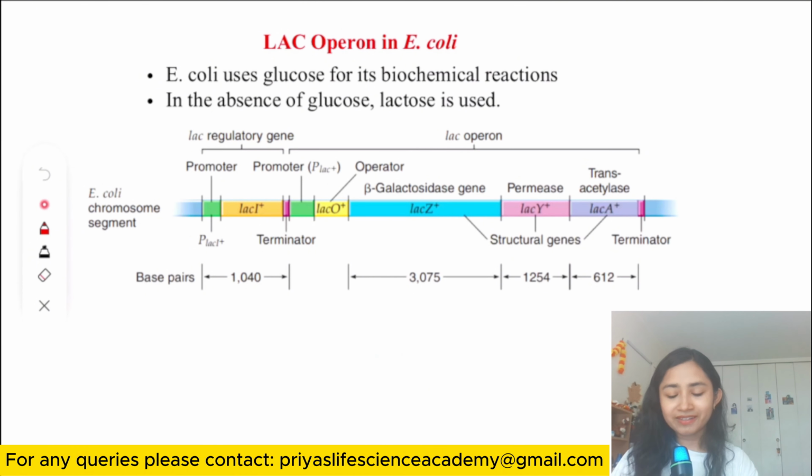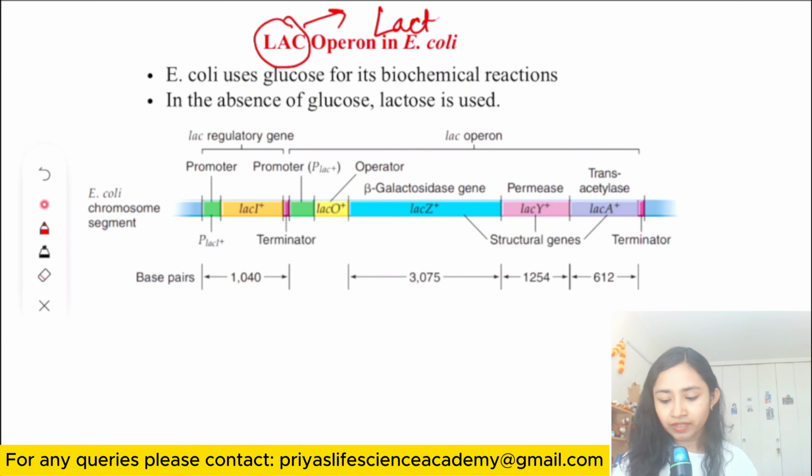Now coming to today's class, that is, what is Lac Operon? You may wonder what Lac Operon is. This Lac codes for lactose, which is a sugar molecule, and this lactose is used as a carbon source in E. coli. This Lac Operon operates in the bacteria E. coli. E. coli uses glucose for its biochemical reactions, but when there is an absence of glucose, they use lactose.